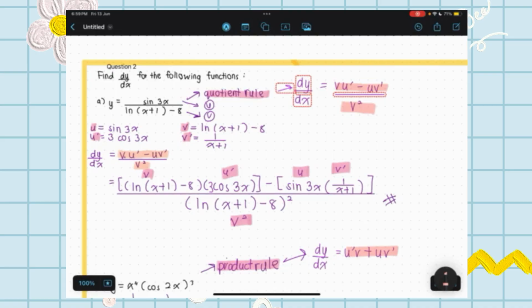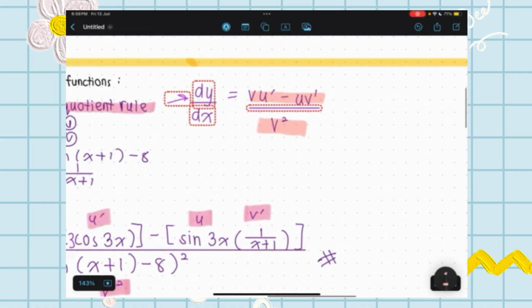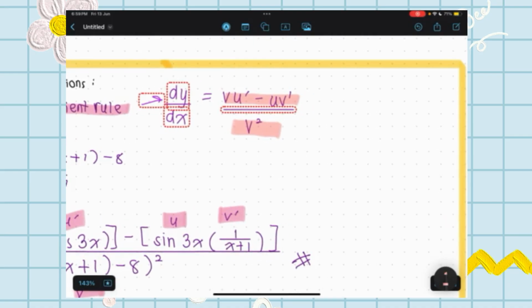So for part A, we are given y equals sin 3x over ln x plus 1 minus 8. To solve this, we use the quotient rule, which is this formula. This formula is v u prime minus u v prime over v squared.